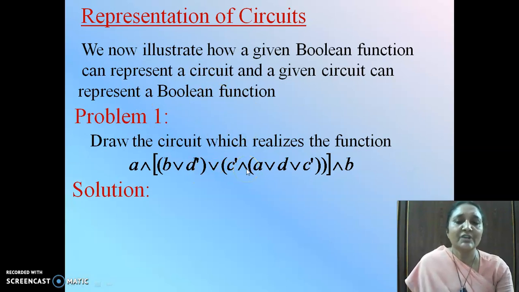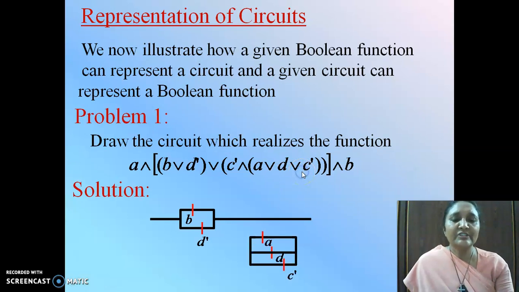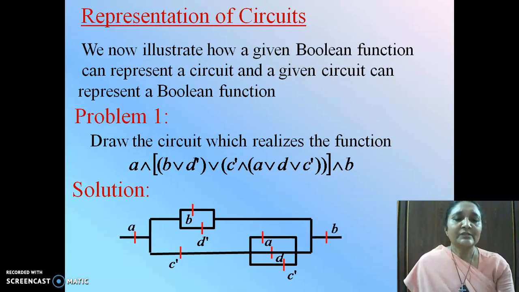The middle term again has two switches. One is B join D dash and the other one is C dash meet of A join D join C dash. Now you know the join operation is used for the connection in parallel. So we have the circuit B join D dash connected in parallel. Again, in C dash meet of A join D join C dash, A, D and C dash are connected in parallel, which is again connected in series with the C dash. Now this circuit is again connected in series with A and B. So we have the complete circuit.